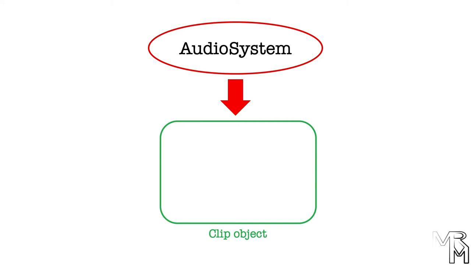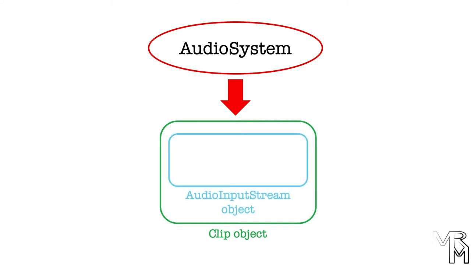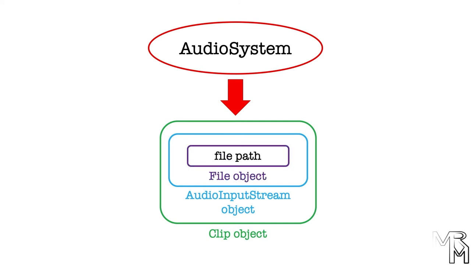We give a sound file to our clip object in the form of an audio input stream object that we get from a file object. And we create the file object using the file path to the sound file that we want to play. Some of you might have noticed that this looks similar to how we set up the row sorter in the previous video. And if you think this whole thing is unnecessarily complicated, I totally agree with you. But it's a good practice for us, so let's not get too irritated.